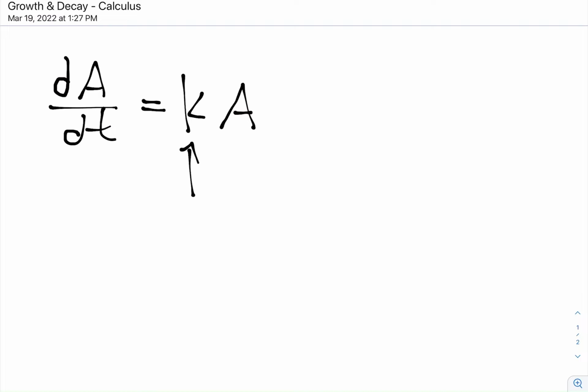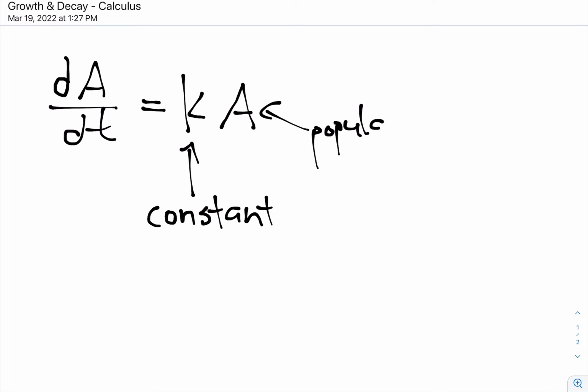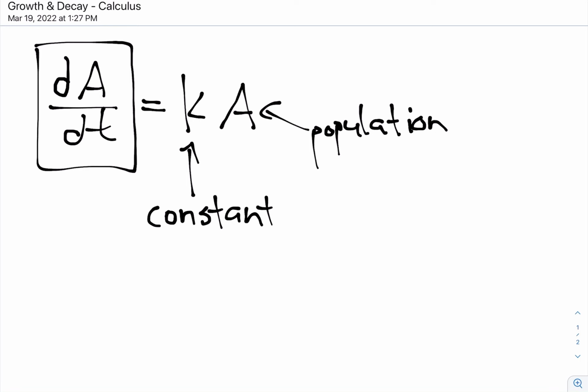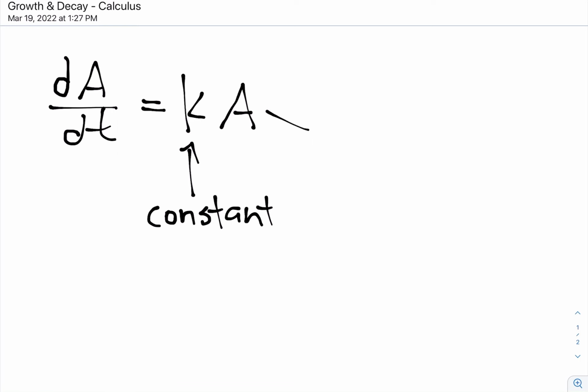So k is just some proportionality constant. This is a constant. And A is our population. Like I said, let's say we had the population of people. The population of people is typically proportional to the rate, because if we have more people, this rate dA by dt is going to increase. The more people there are, the higher the rate of growth of people in the world, right? So dA by dt in terms of population typically is k times A, where k is a positive number.